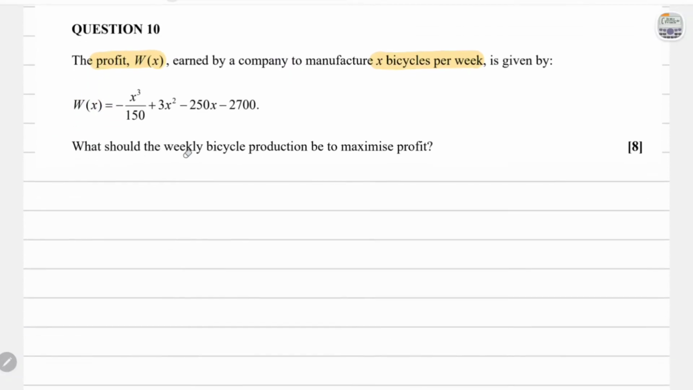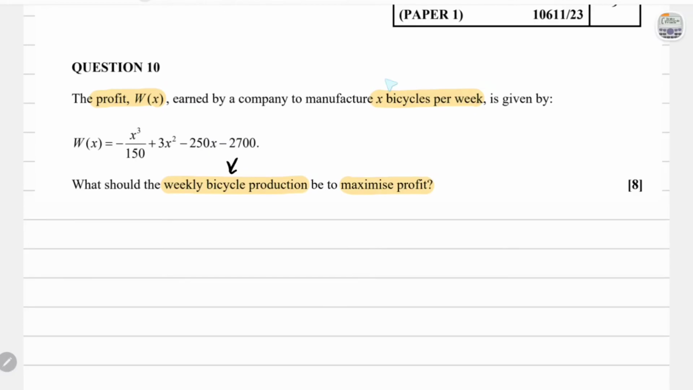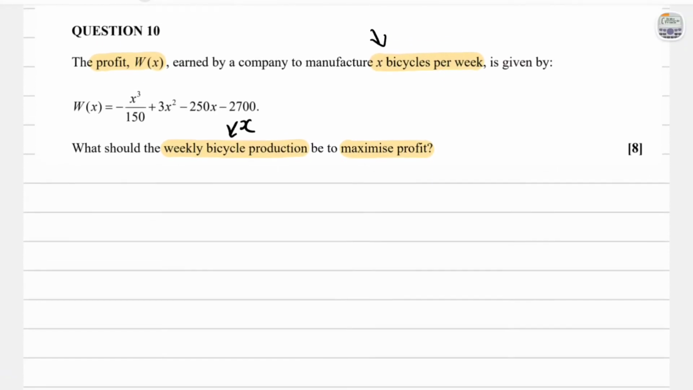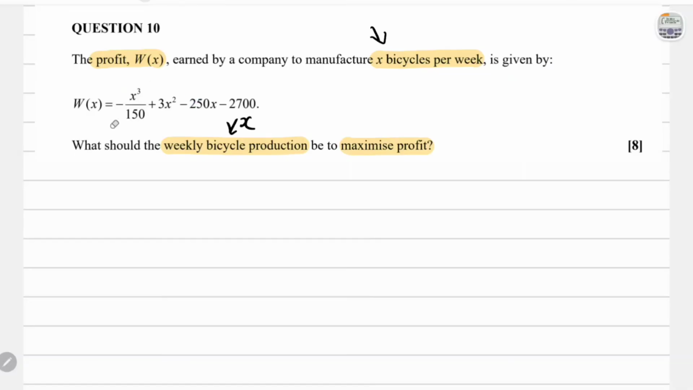So the question is, what should the weekly bicycle production be to maximize profit? How many bicycles should be produced so that they can maximize profits? For the final answer, they're really just asking you for the value of X, because X tells you how many bicycles were manufactured. So this is a calculus question, of course, and we're going to have to derive here. We're really just finding what exactly is the X value when this is at a maximum.